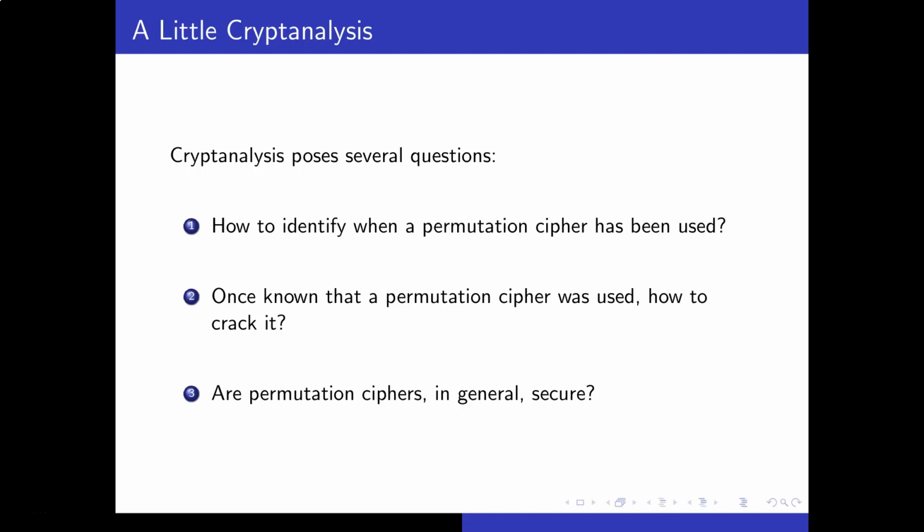All right, so one question that we have to deal with is how to identify when you've received something via a permutation cipher. Can that be ascertained by the attacker? If so, can they then exploit that? Okay, assuming that they know it's a permutation cipher, can they crack it? And if they can crack it, maybe we're going to see there's a new way to attack. So are these things going to be secure in general?